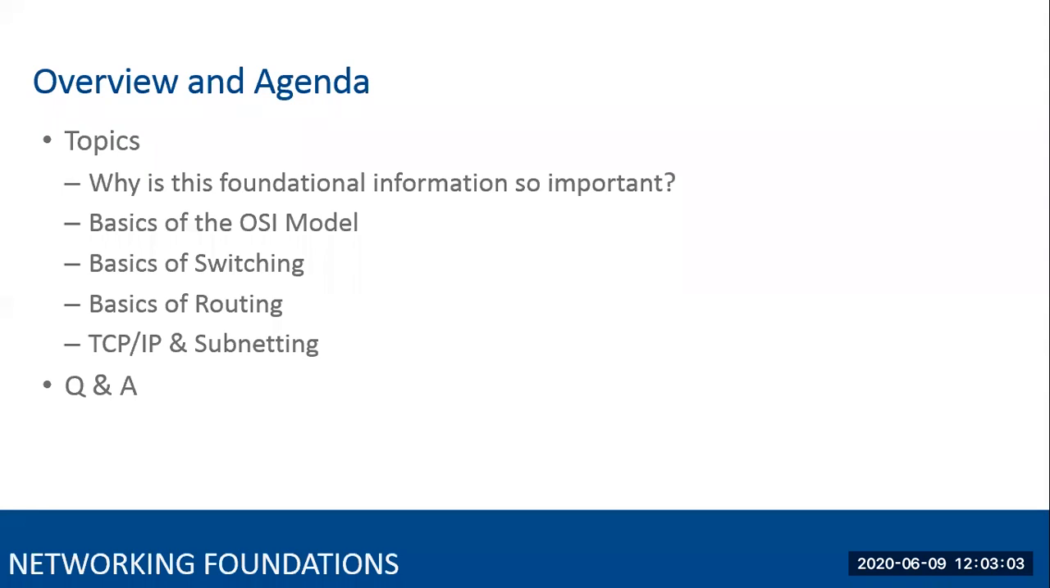Okay. Thank you very much, Jim. Welcome, everybody. So what are we going to talk about here? We basically are going to talk about the basics or the foundational knowledge for networking. And as far as the list of topics, we're going to first answer the question why this is so important. Then we'll talk about the OSI model. We'll talk about switching, routing, and finally TCP/IP and subnetting. And then we'll, of course, have some time for question and answers.